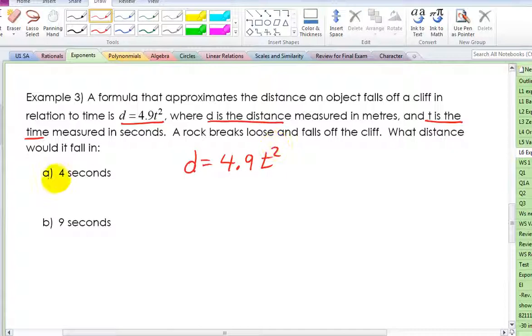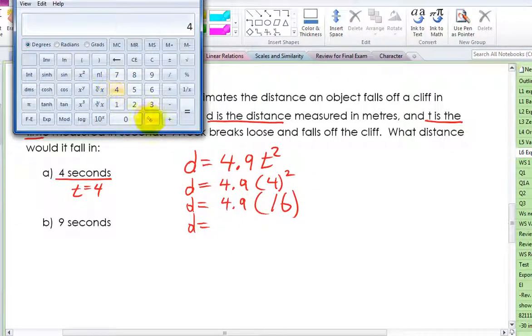So now we're given 4 seconds. That's what t equals. T equals 4. So we're going to substitute that in. D equals 4.9 times 4 squared. Evaluate. Now we're going to do BEDMAS. So 4.9 times what? 16. Now you should go to your calculator, figure out your answer.